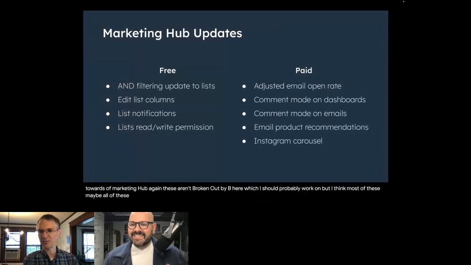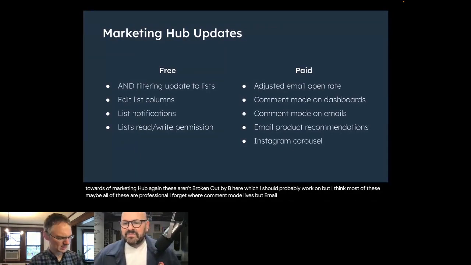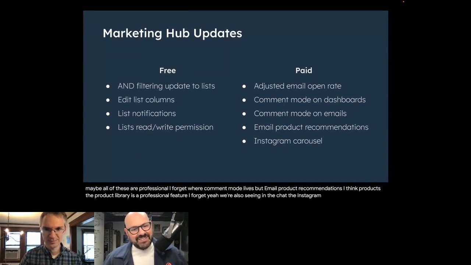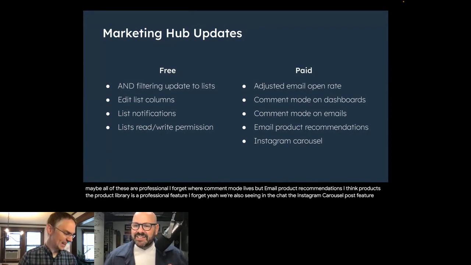I forget where comment mode lives, but social is professional. Email product recommendations. I think the product library is a professional feature. I forget. Yeah, we're also seeing in the chat the Instagram carousel post feature. People love it. Yeah.